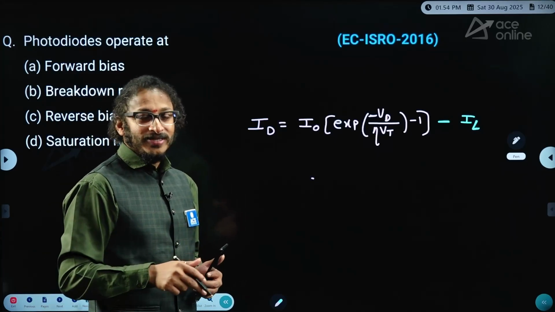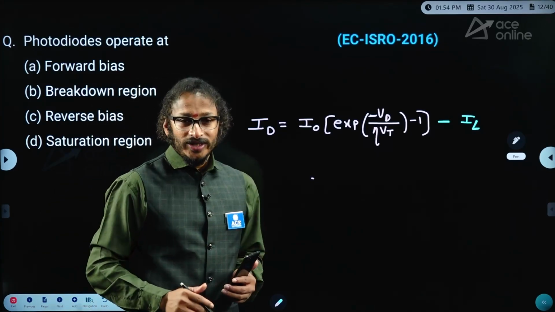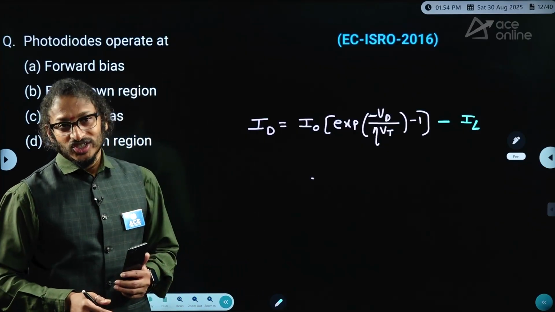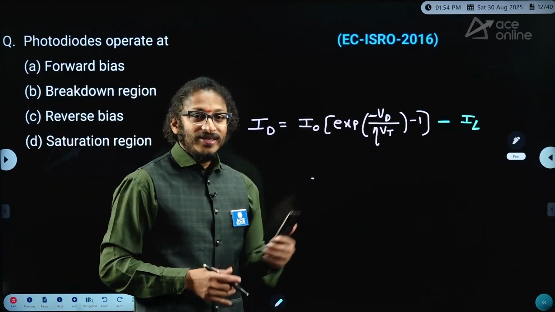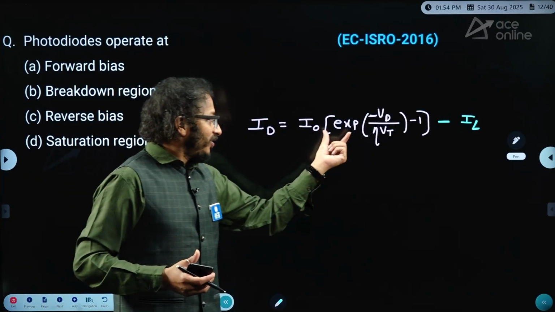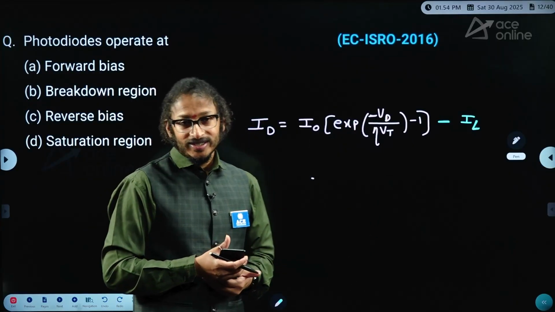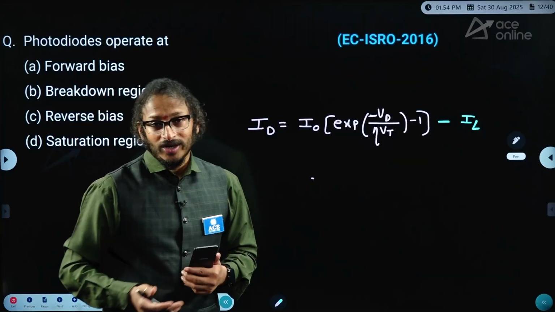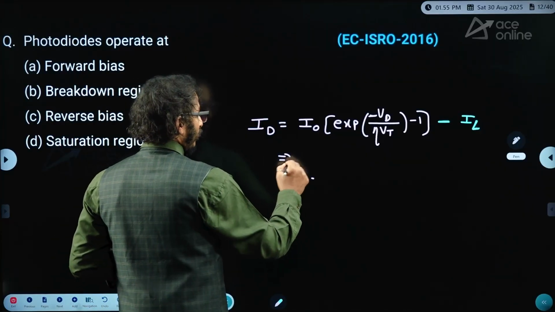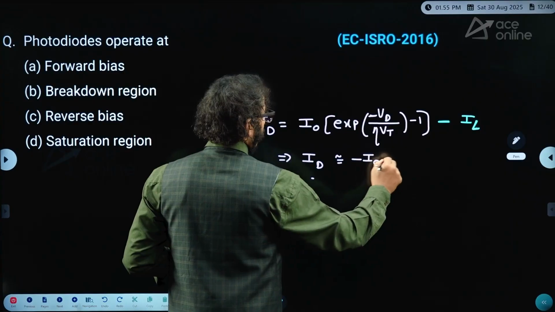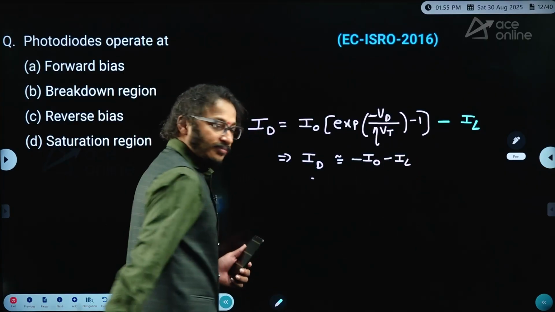If the diode is forward biased, the anode voltage is greater than the cathode voltage. Whereas if the diode is reverse biased, the cathode voltage is greater than the anode voltage. In that case, this voltage is negative. Now, I think this exponential term is negligible compared to the other quantities because the exponential of a negative value is very, very small. In that case, the total diode current is almost equal to minus I naught minus IL.